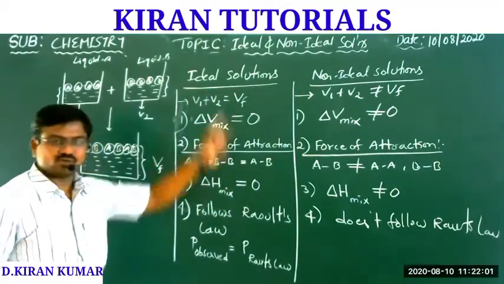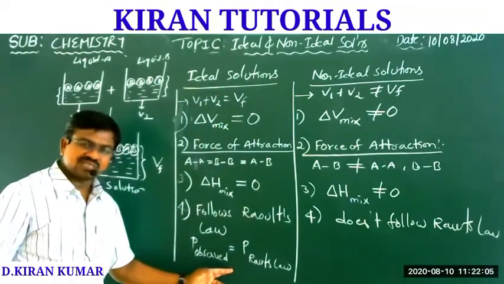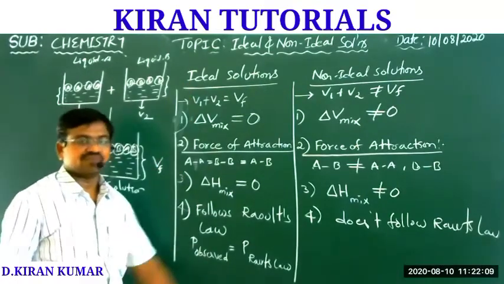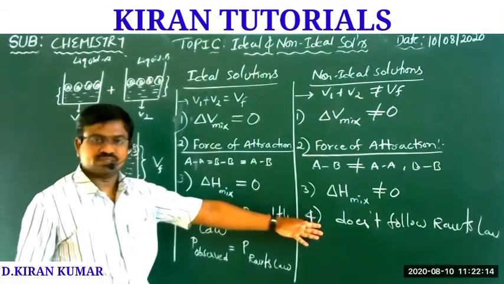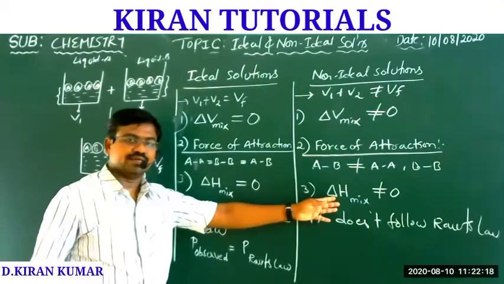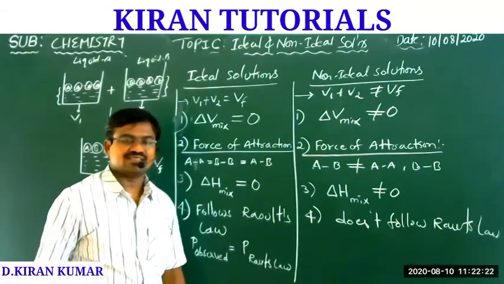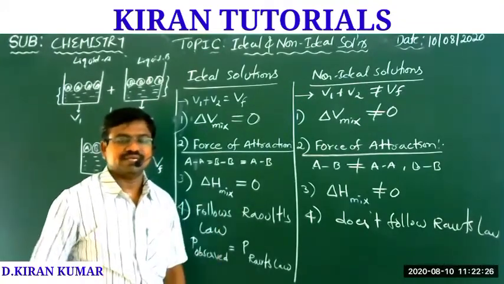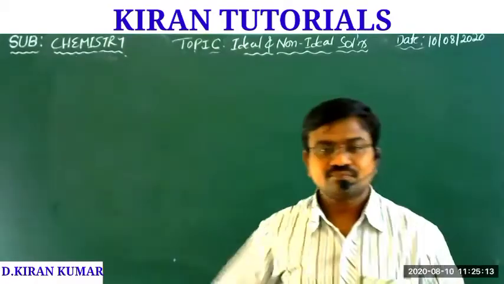Delta H equal to 0 is ideal. Forces are equal, it is ideal. If it follows Raoult's law at all concentrations and temperatures, it is ideal. If it does not follow Raoult's law, then it is a non-ideal solution. If delta H on mixing is not equal to 0, it is non-ideal. If delta V mixing is not equal to 0, then it is a non-ideal solution. Interactions are not equal. That's about the ideal and non-ideal solution.